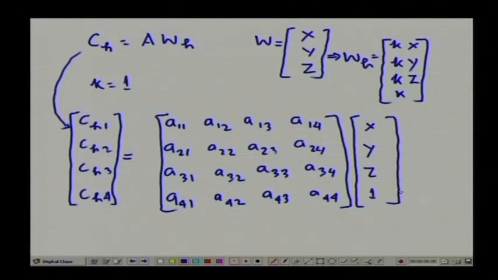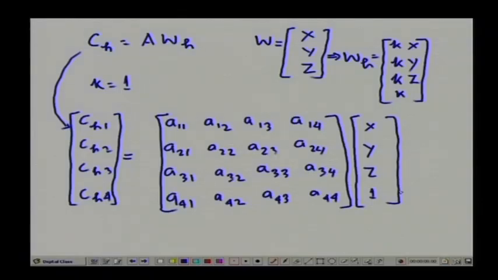Now, from this matrix equation, I have to estimate the component values A11, A12, A13 and so on. Now, once I have the homogeneous image coordinates as CH1, CH2, CH3 and CH4, then we have already discussed that the corresponding Cartesian coordinate in the image plane is given by x equal to CH1 divided by CH4 and y is given by CH2 divided by CH4. So, this is simply a conversion from the homogeneous coordinate system to the Cartesian coordinate system.